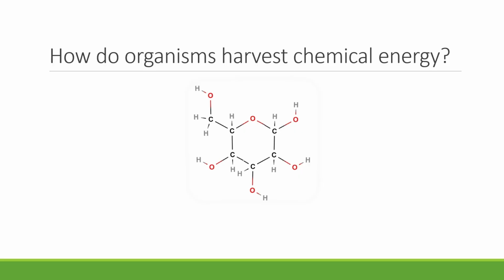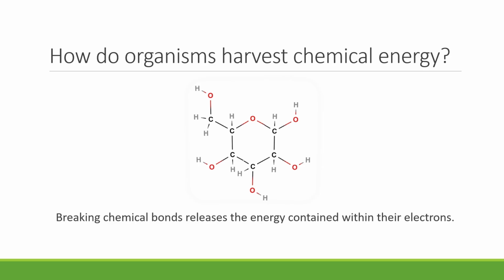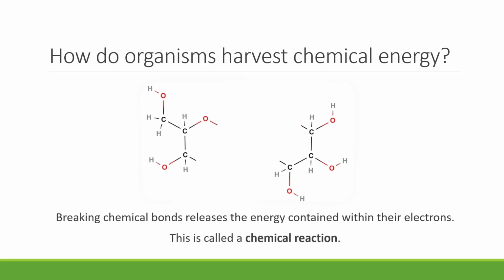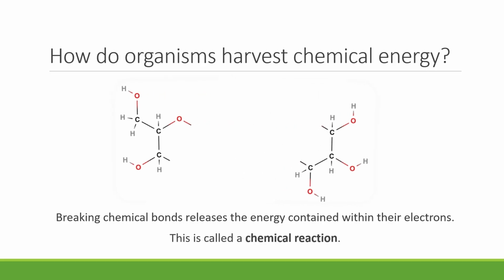Well, the way that the energy can be harvested from a molecule is by breaking the chemical bonds so that those electrons and their energy can be moved around and accessed. And this is what's known as a chemical reaction. A chemical reaction occurs when a molecule's bonds are broken or rearranged. And then when those bonds are broken and the energy is released, it can be transferred to a more easily accessible form.